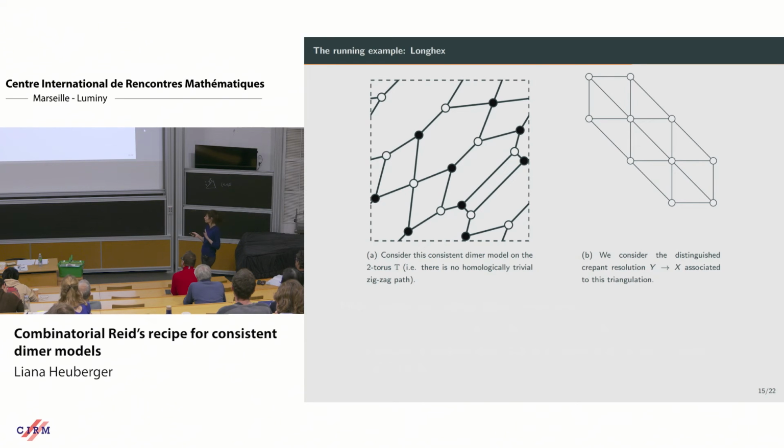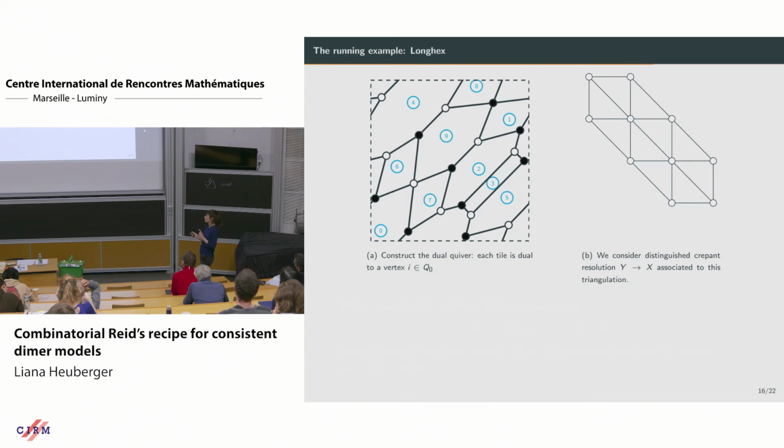Everything here is Gorenstein, whatever. So dimer models are duals to quivers, which basically means that in every one of these faces that this dimer partitions the torus into, you can put a vertex of a quiver. So each tile is dual to a vertex in a certain way, and you have to choose where is your 0 vertex.